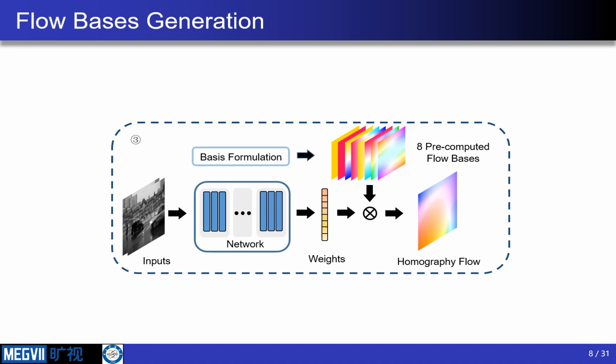Firstly, we need to generate 8 orthogonal flow bases. It is noticed that different image pairs' alignment processes share the same pre-computed flow bases. The network is used to estimate different weights to combine flow bases and obtain the homography flow.